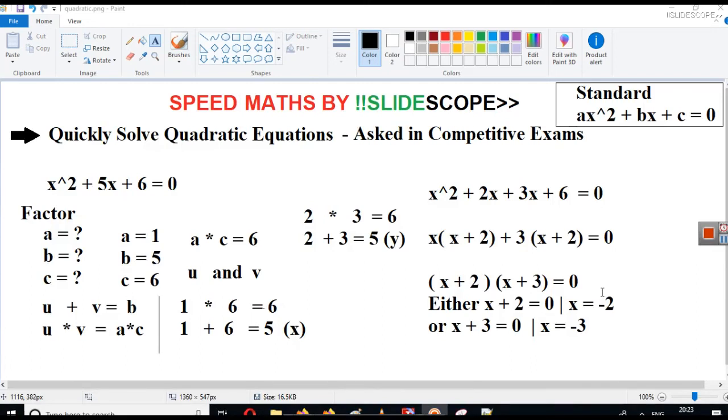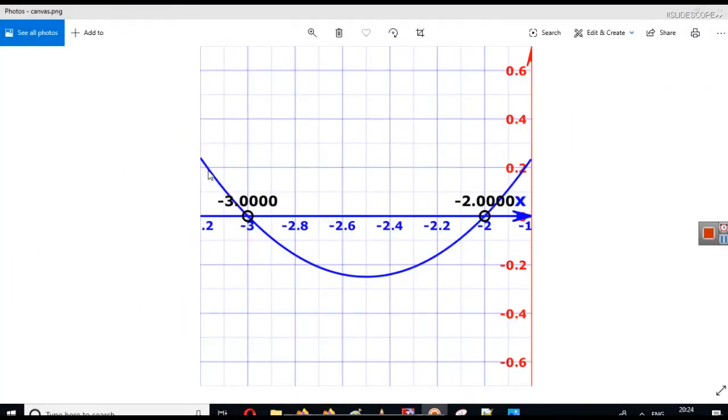So this is how you can calculate these equations. The meaning of this is, where will this curve touch the x-axis? What will be the 2 points where this curve touches the x-axis? It will touch the x-axis at x is equal to minus 2 and x is equal to minus 3. So it will be something like this.